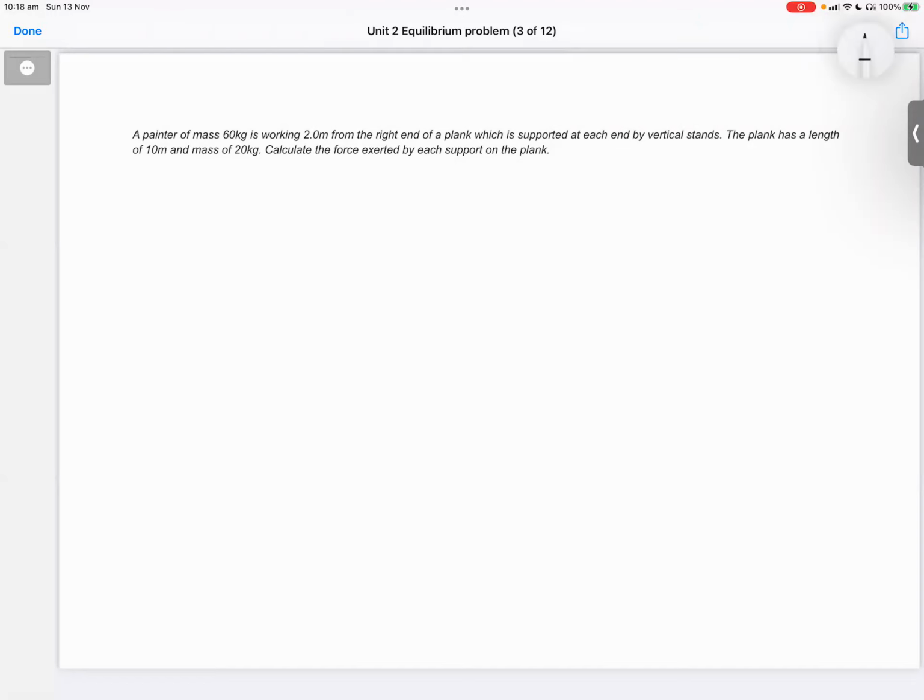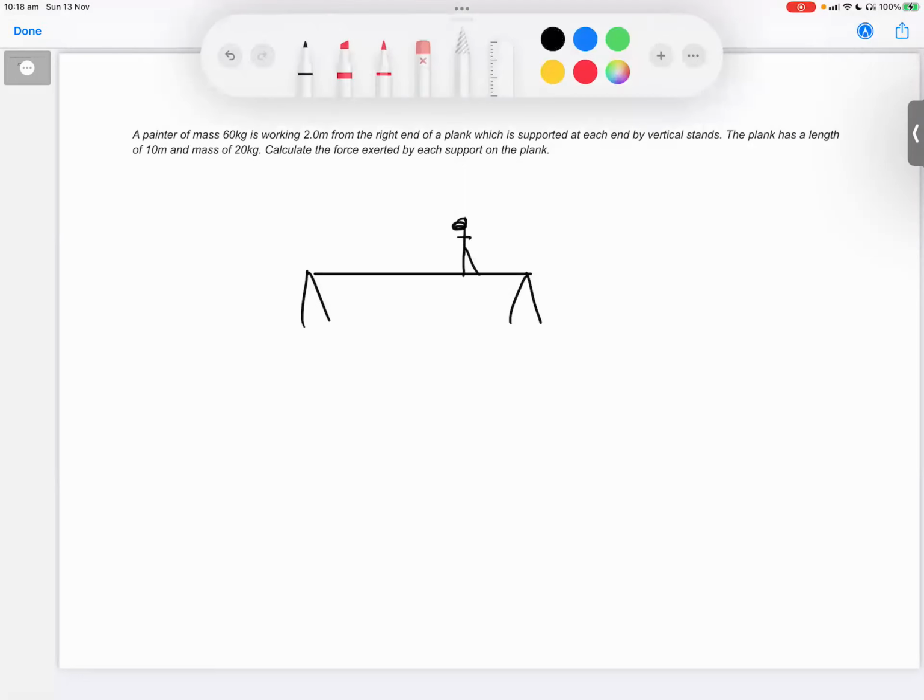And so here's a plank, there's the support, there's the man. He's closer to the right end, I think it said, than the left end. Let's have a look. So the man is 60 kilograms, the plank is 20, the plank is 10 meters long. He's standing 2 meters from the right end. What's the force at that end? Pushing up, we presume, and what's the force at that end?